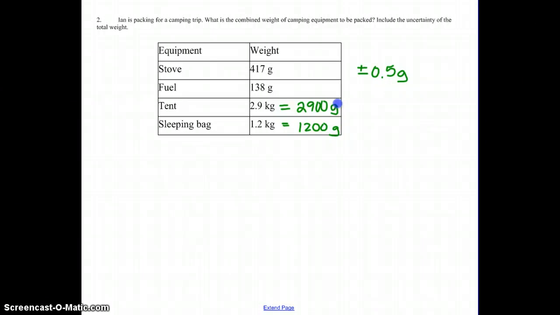So you'd get 417 plus 138 plus 2,900 plus 1,200. Give you a total of 4,655 grams. But then we have to go plus or minus our total uncertainty. So we need to multiply the uncertainty of each one, sorry, not by 2, by 4, because there's 4 different measurements. So times that by 4 and we get plus or minus 2 grams. That'd be your final answer.